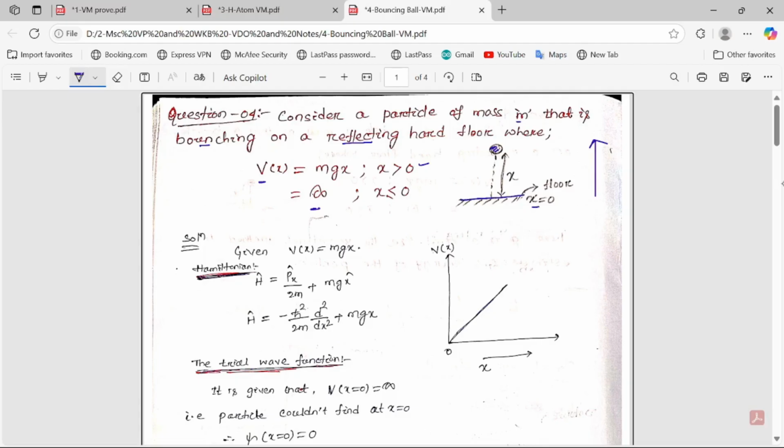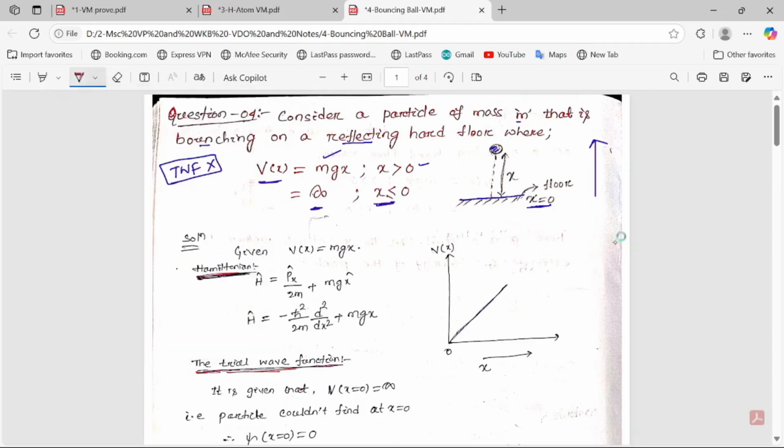So at the surface, or x equal to 0, or below the surface, the potential is infinite. That means the particle does not exist on the surface or below the surface. But above the surface, the particle exists and the corresponding potential is mgx. Here, the trial wave function is not given. We have to construct the trial wave function and solve this question to find the ground state energy of this system.